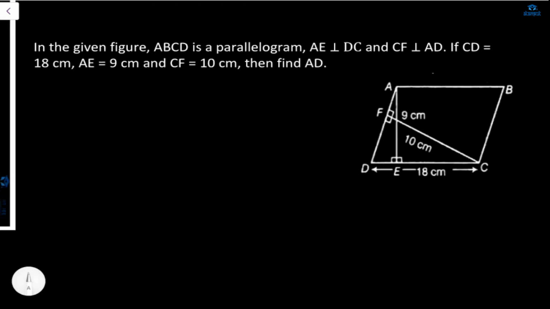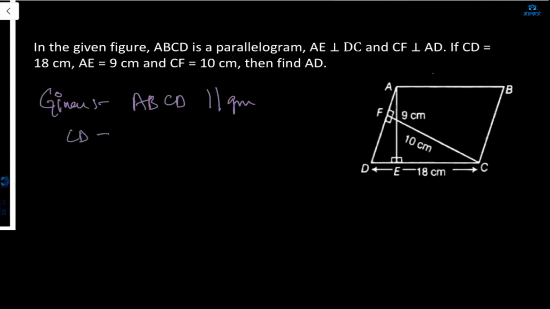In the given figure, it's given that ABCD is a parallelogram, and AE is perpendicular to DC. So it is the height. AE is the height of your parallelogram, and similarly CF is also perpendicular to AD. So CF is also the height of the parallelogram. Now what is given is CD is equal to 18 centimeters, AE is equal to 9 centimeters, CF is equal to 10 centimeters.